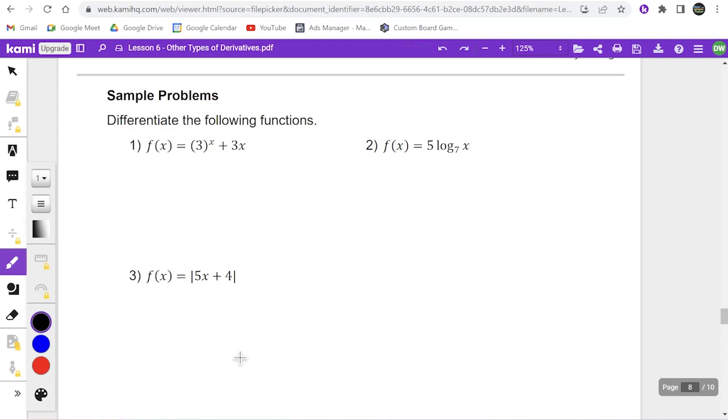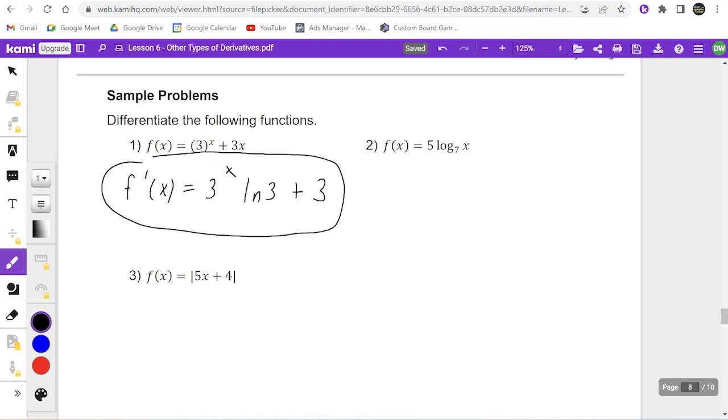So anyways, we're going to take the derivative of these functions. The first one here, 3 to the x power plus 3x. Remember, if we want to take the derivative of 3 to the x, the derivative is 3 to the x, the same thing, times the natural log of 3. And we do that because 3 is not our favorite number e, or else that wouldn't be there. And then plus the derivative of 3x. Maybe you're overthinking it. The derivative of 3x is just 3. There's our answer. Short, sweet, and to the point.